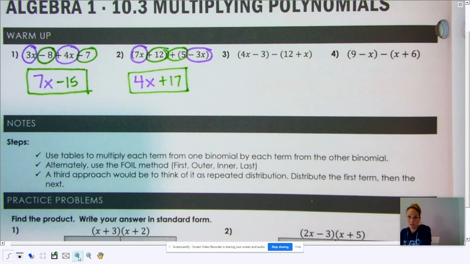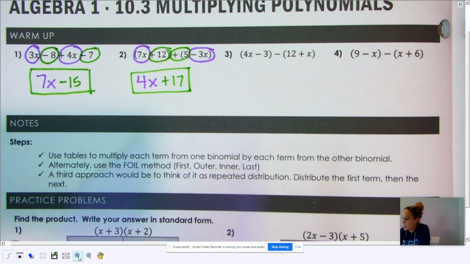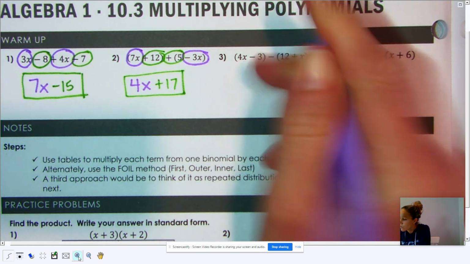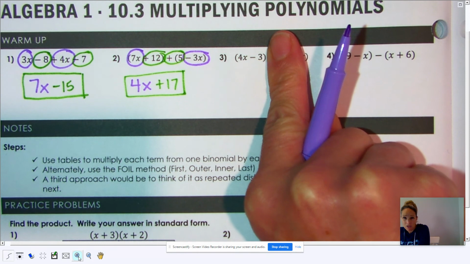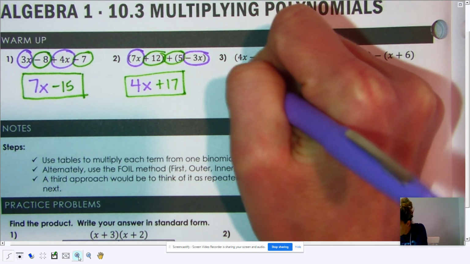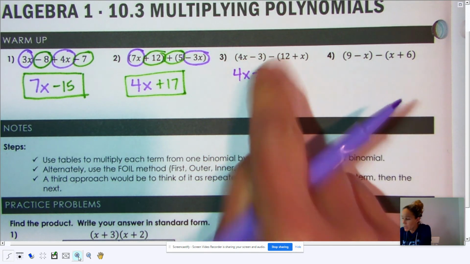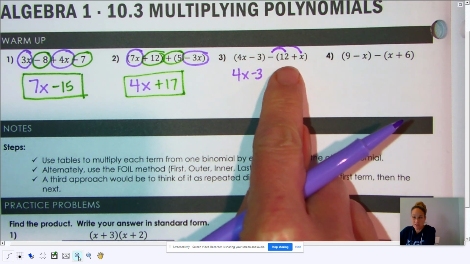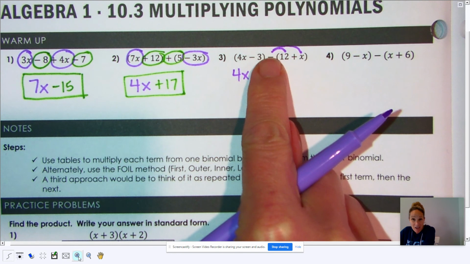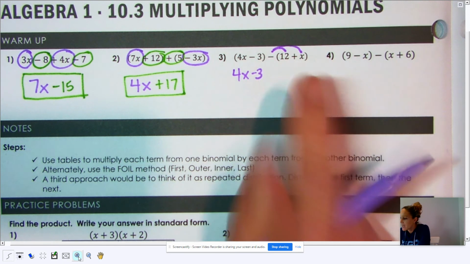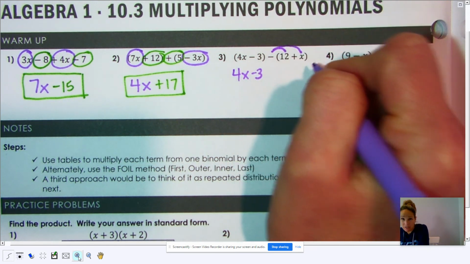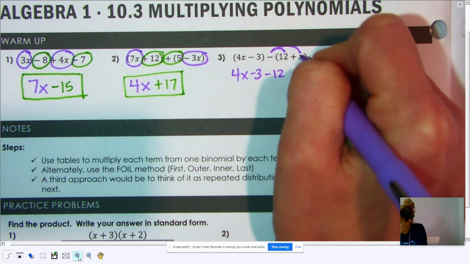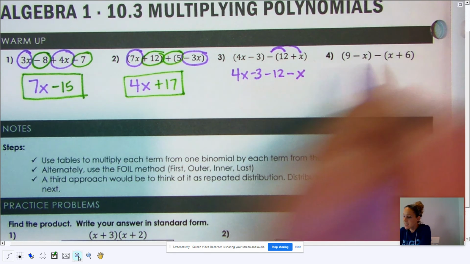For the next one, you have to be careful because look, I've got a minus right here. So I cannot ignore the parentheses. Anything that comes before it, you can just write as 4x minus 3. That one's fine. But anything that comes after the negative, in the parentheses, needs to have that distributed to it. So negative times 12 is negative 12. Negative times a positive x is negative x.